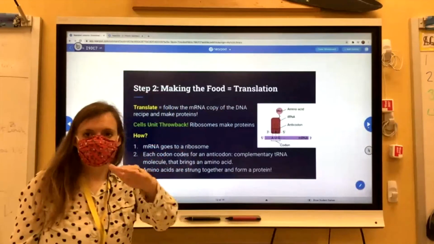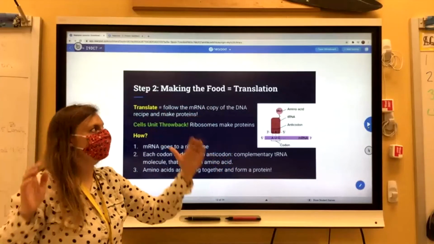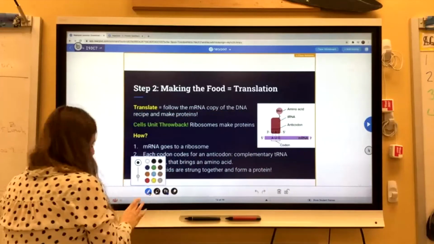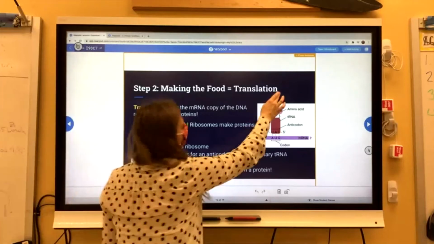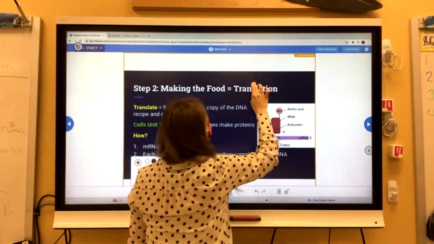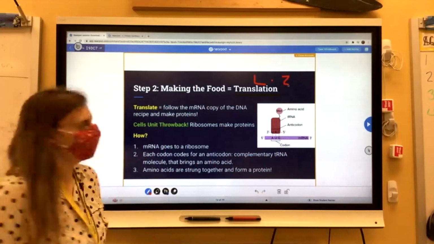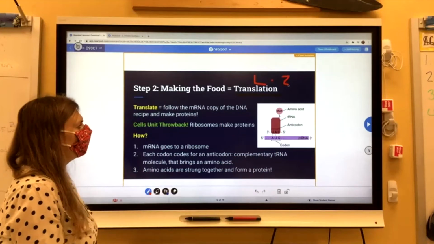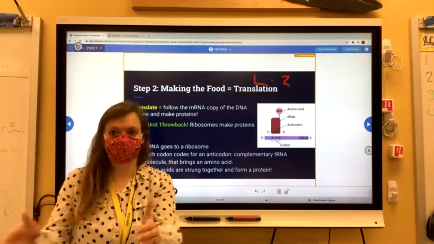So step 1 was copying the recipe, right? We copied it. It's in an mRNA molecule. Now we need to bake the cake. Time to make that delicious chocolate cake. Or in the case of protein synthesis, to make the protein, right? This is called translation. Remember, translation has the L, and L happens second, or after C in the alphabet, right? All right, so translation is when we are going to follow the recipe to make the protein, like you would follow the recipe to make the cake.